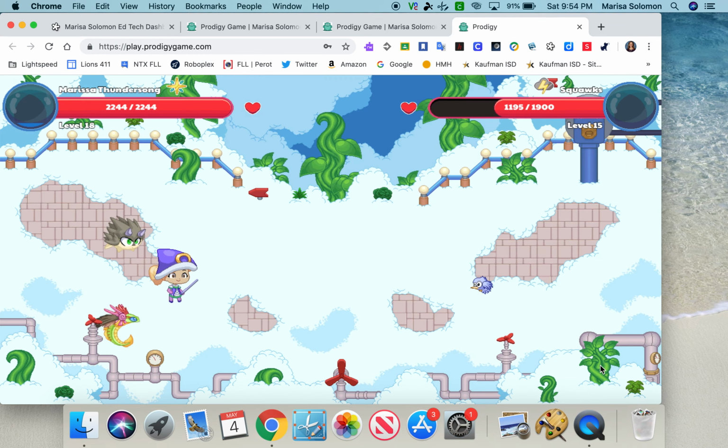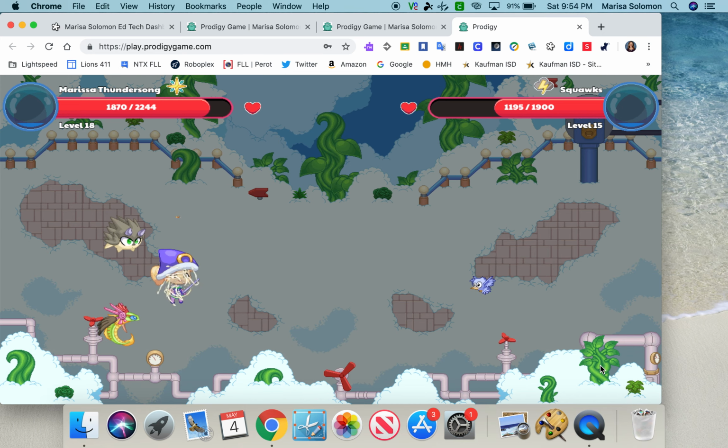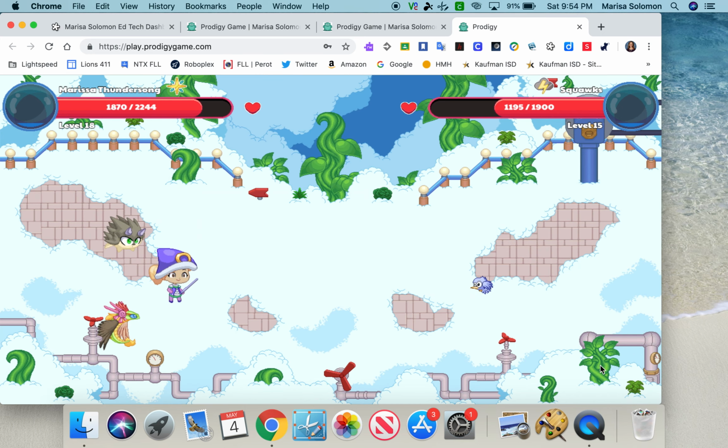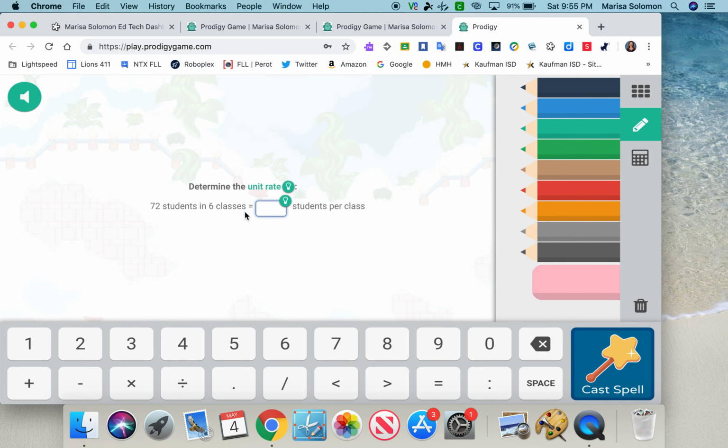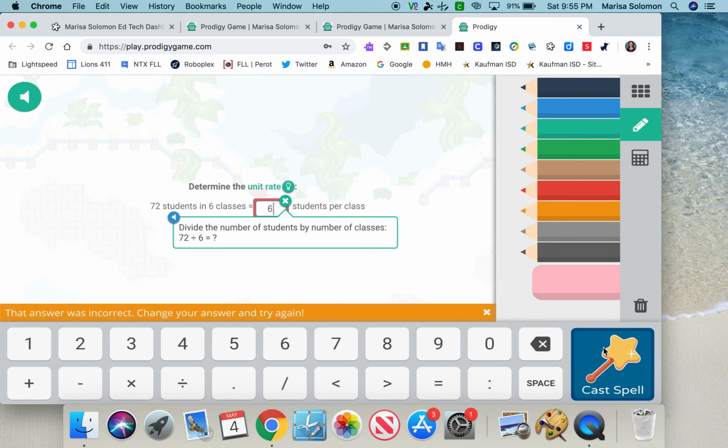And if they answered successfully, then they're able to knock some of the life down from their opponent, and their opponent does the same. And the battle continues. Okay, if the student answers incorrectly, it gives them the proper way to answer the question. And sometimes it gives them the option to try again.